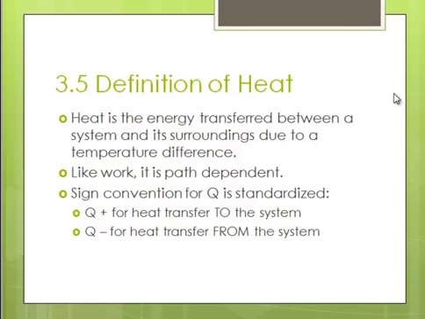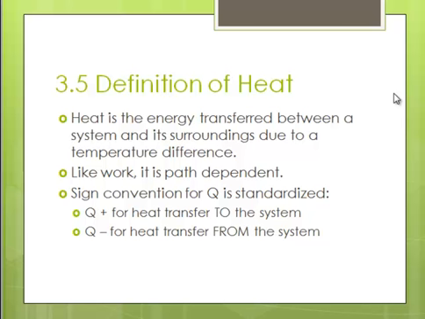So we've been talking about work. Now let's spend a few moments talking about heat. Remember, heat is the other way that we can transfer energy between a system and its surroundings across those boundaries that we've defined. This is the form of energy that's transferred due to temperature difference. It is going to be path dependent.